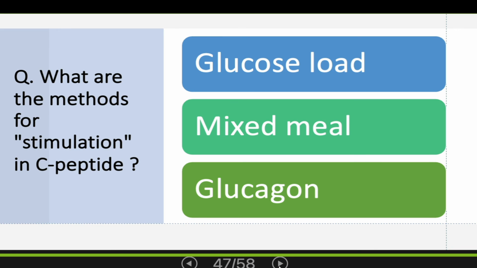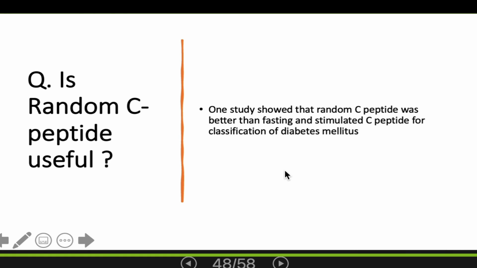So what are the different ways in which you can stimulate C-peptide? You can use a glucose load, you can use a mixed meal, or you can use glucagon for stimulation. You can use random C-peptide also. So one study had shown that random C-peptide is a very good test, better than fasting or stimulated for classification of diabetes. Of course, this is controversial, but having said that, it's a very good starting point. So, I've seen a lot of doctors ask for fasting C-peptide. Rather, I would say ask for a non-fasting or a random C-peptide in patients where you want to differentiate between type 1 and type 2 diabetes.